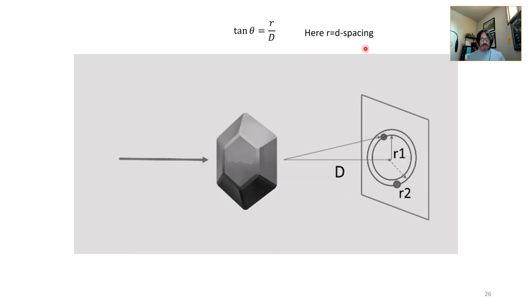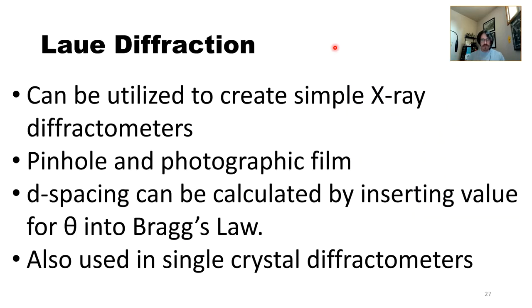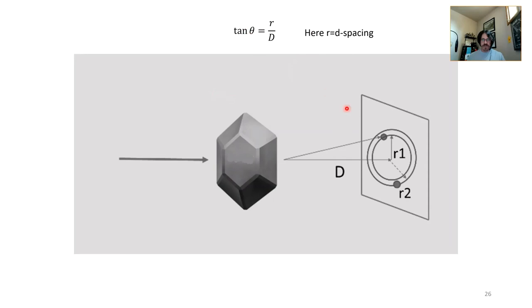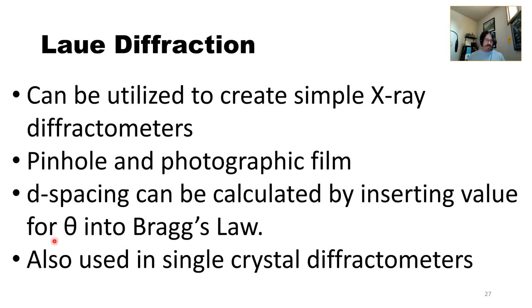And here R is analogous to the d-spacing, okay? To get the actual d-spacing or lattice parameter, you could then plug that into Bragg's law. So you can solve for theta based on your measurements, and plug that theta into Bragg's law. So Laue diffraction, you can use it to create simple X-ray diffractometers, pinhole and photographic film. The actual d-spacing can be calculated by inserting the value for theta into Bragg's law. And it's also used in single crystal diffractometers, as I've mentioned before.